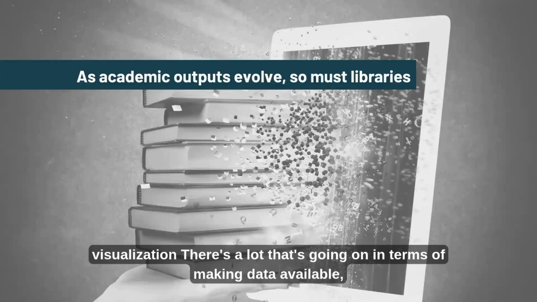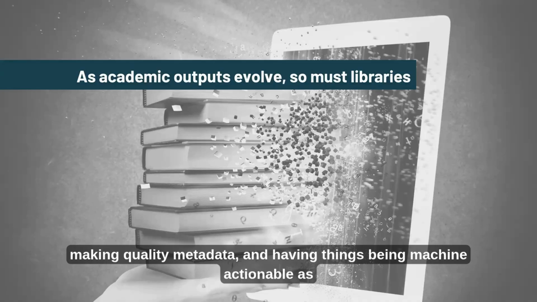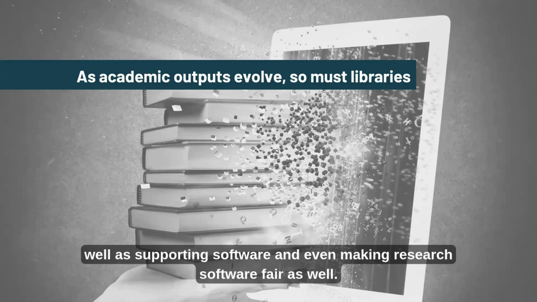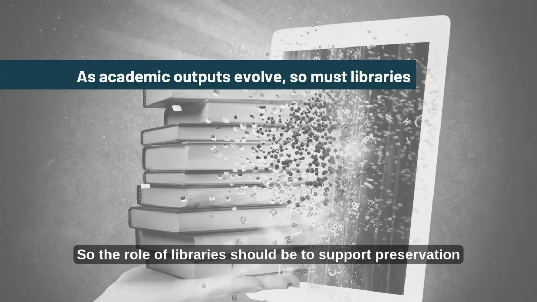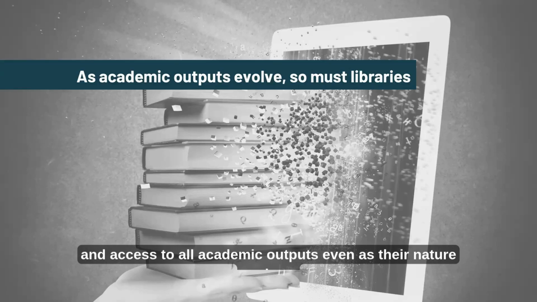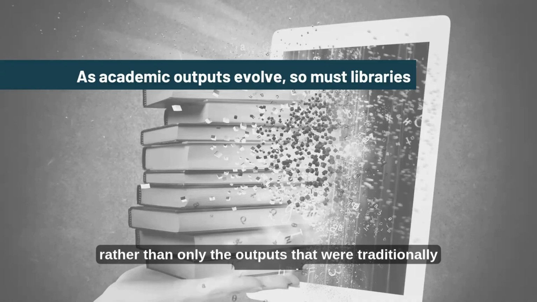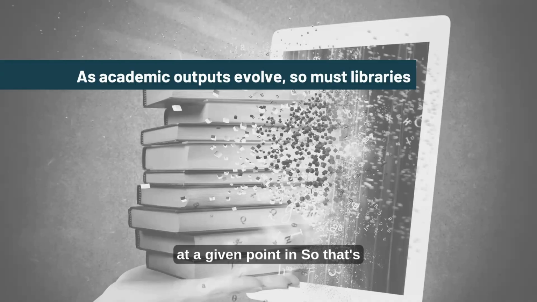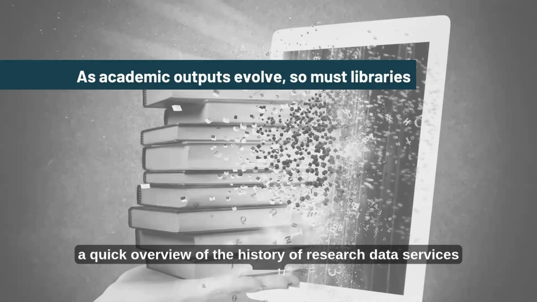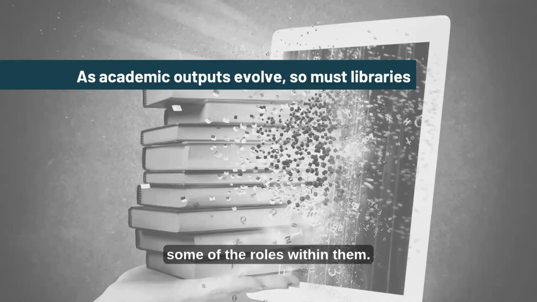There's a lot going on in terms of making data available, making quality metadata, and having things be machine actionable, as well as supporting software and even making research software FAIR as well. So, the role of libraries should be to support preservation and access to all academic outputs, even as their nature evolves, rather than only the outputs that were traditionally accepted at a given point in time. So that's a quick overview of the history of research data services and some of the roles within them. And we will now take some questions.